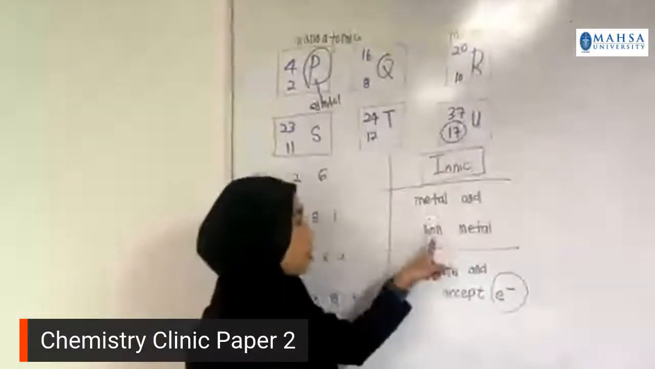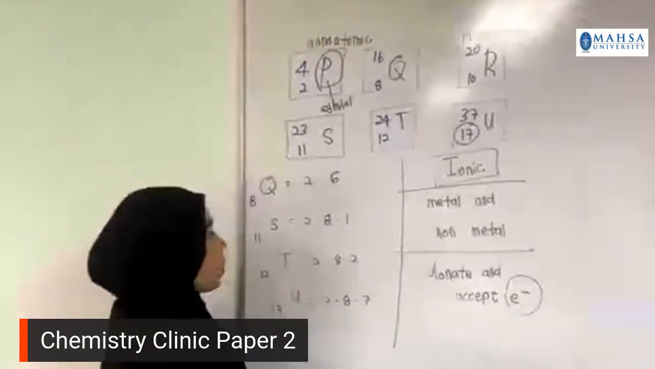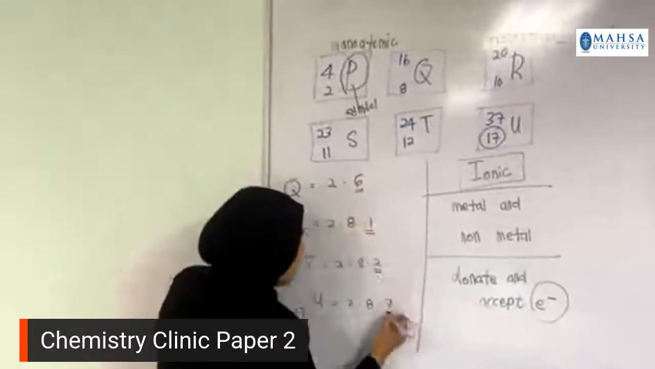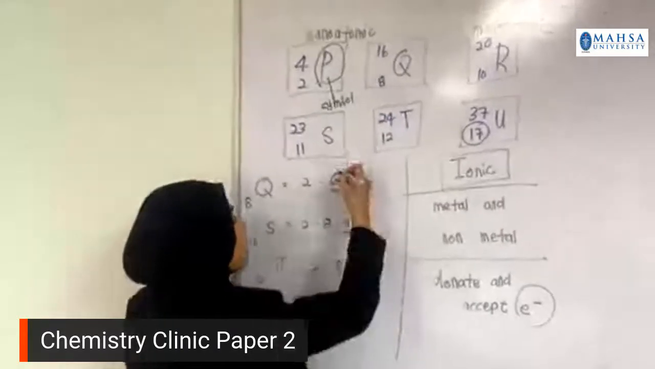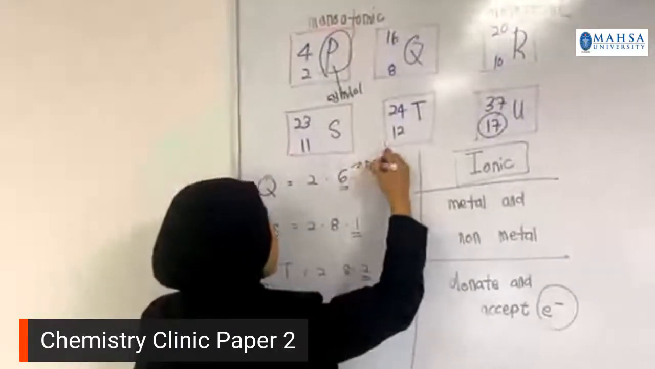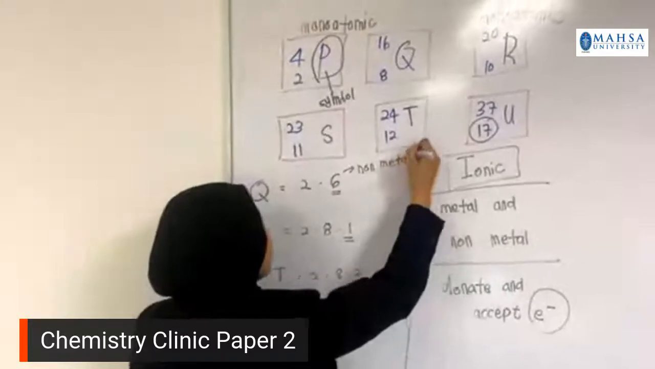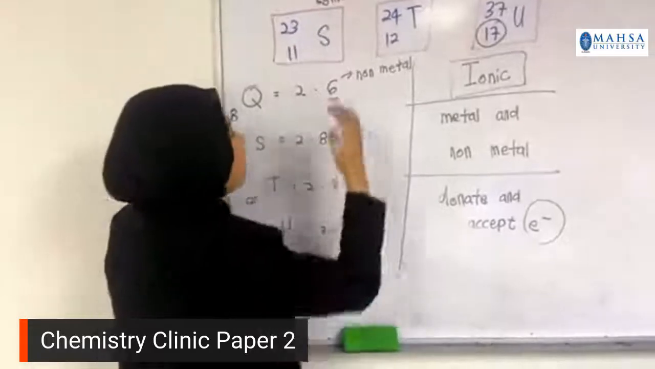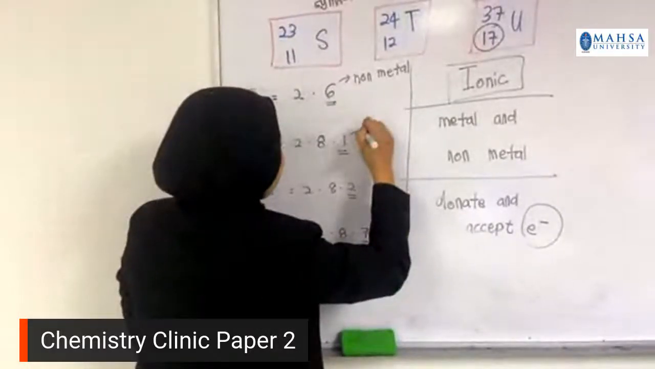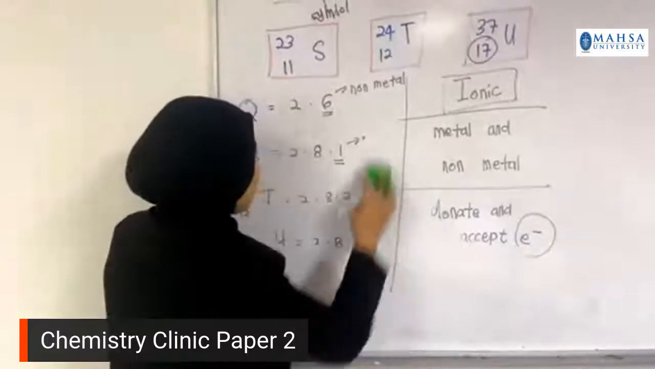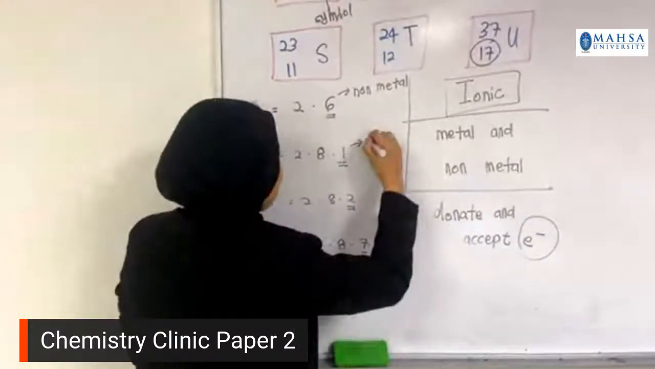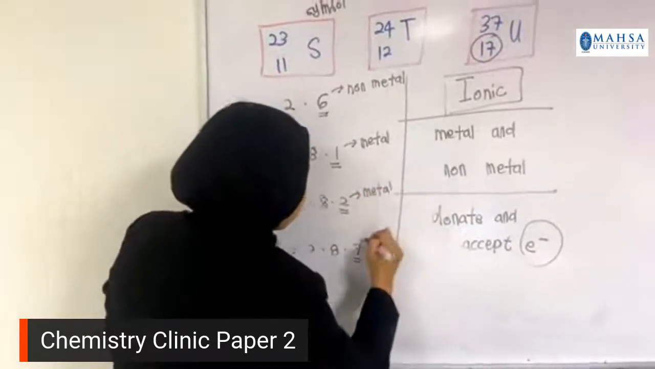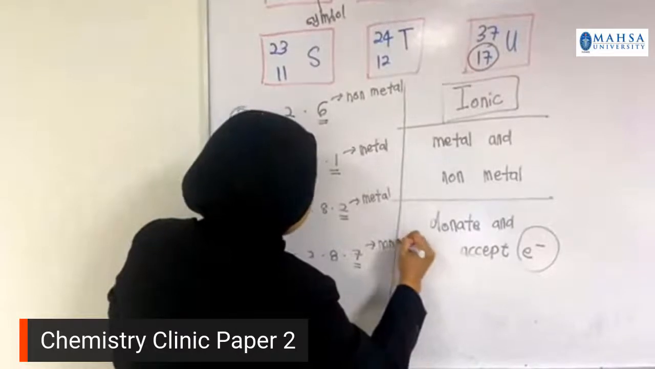So in order for you to know whether it's ionic or covalent, you need to know whether it's a metal or non-metal. So how can you know? You just take a look at the valence shell electron. Okay, 6 means this one is a non-metal. How can you know? It's related back with the knowledge or understanding in the periodic table chapter. Group 1, sorry, is considered as a metal. This one as well, metal. This one as well, non-metal.